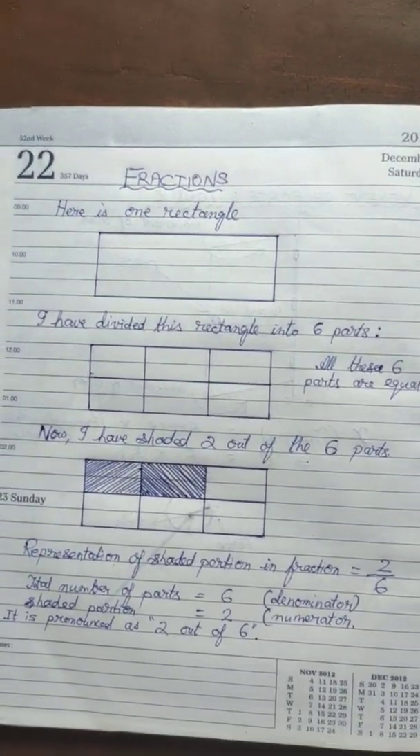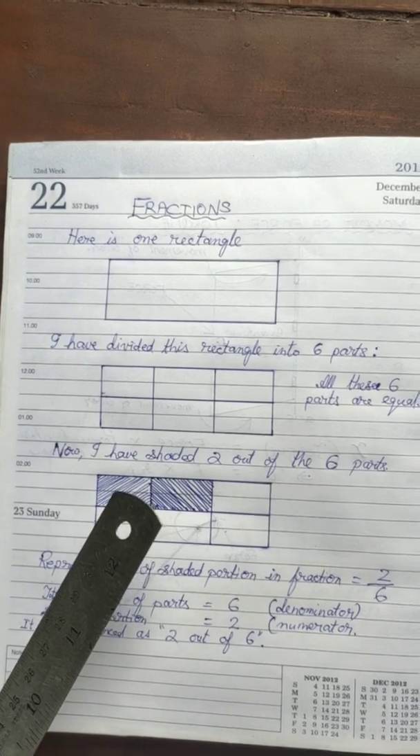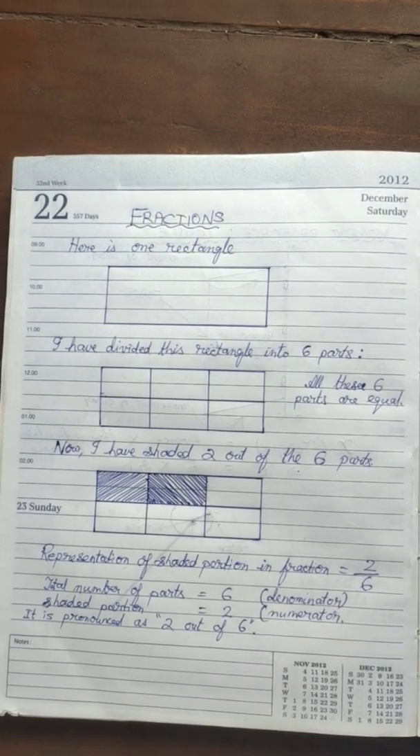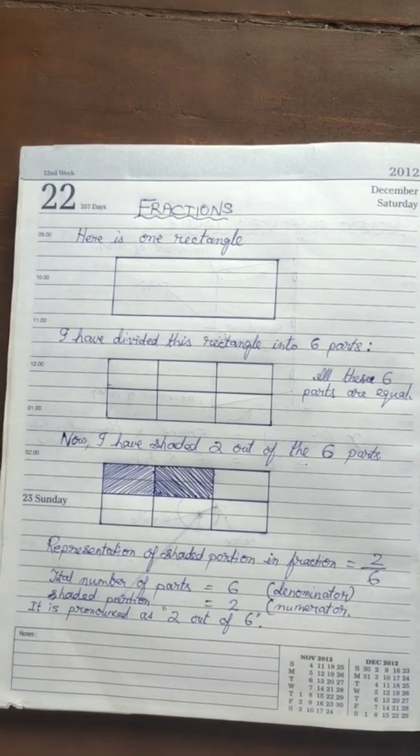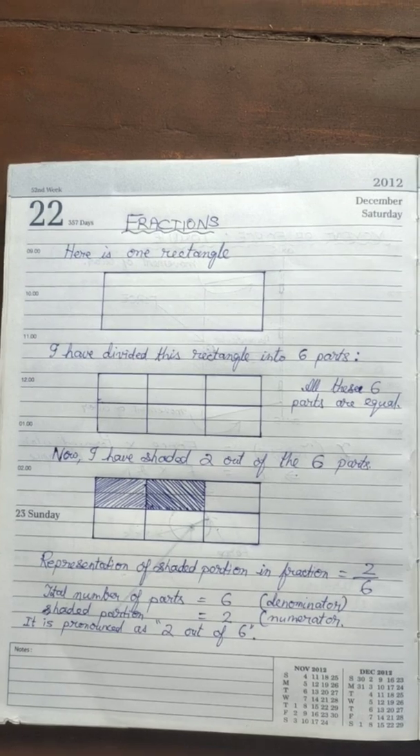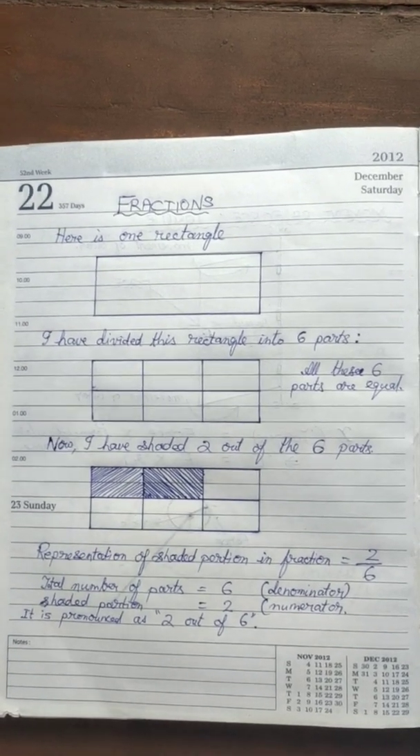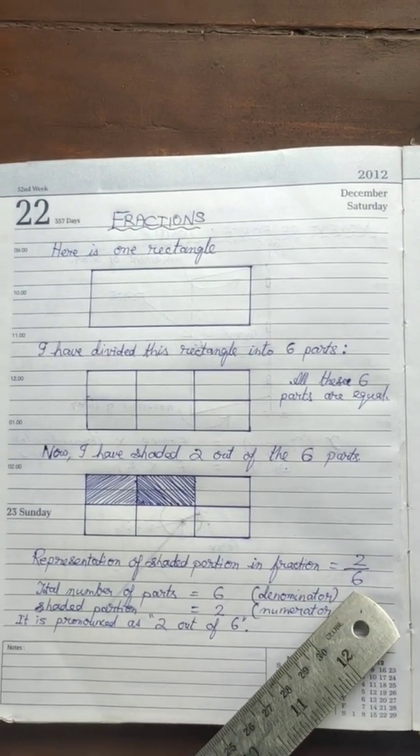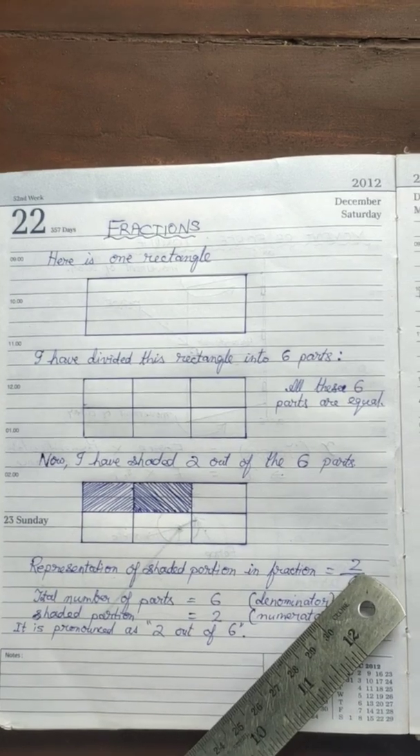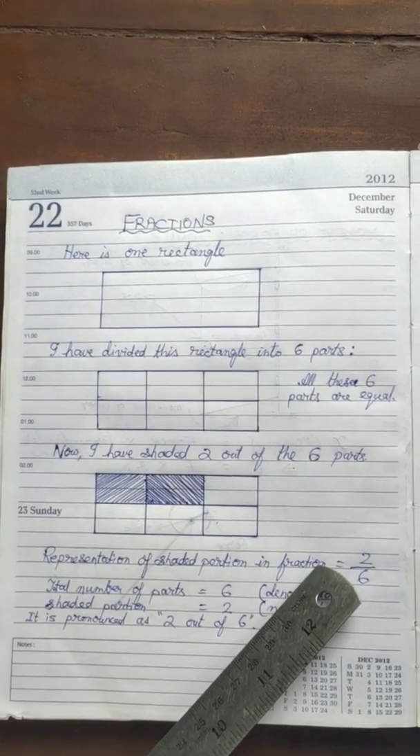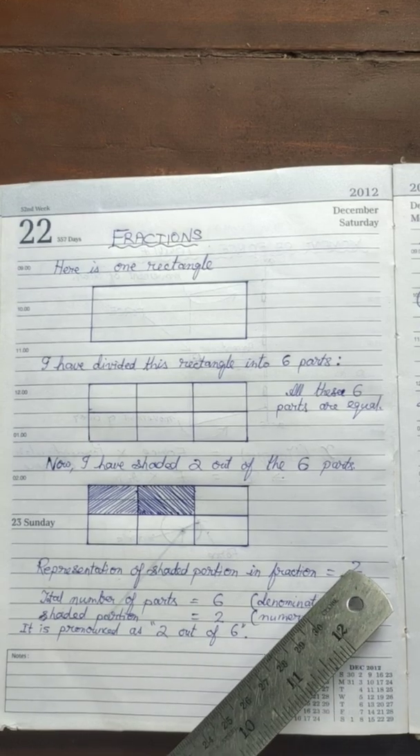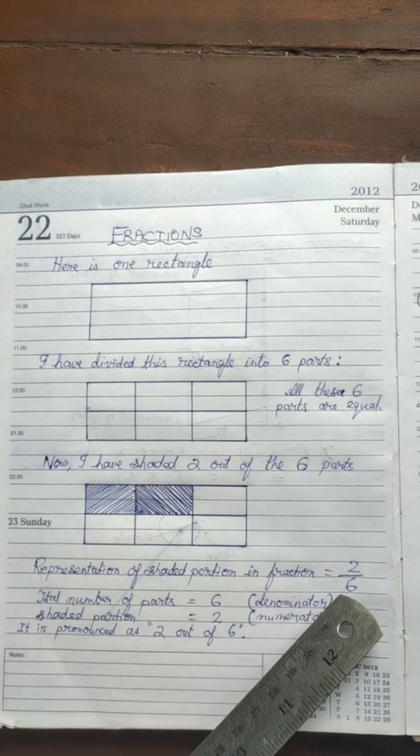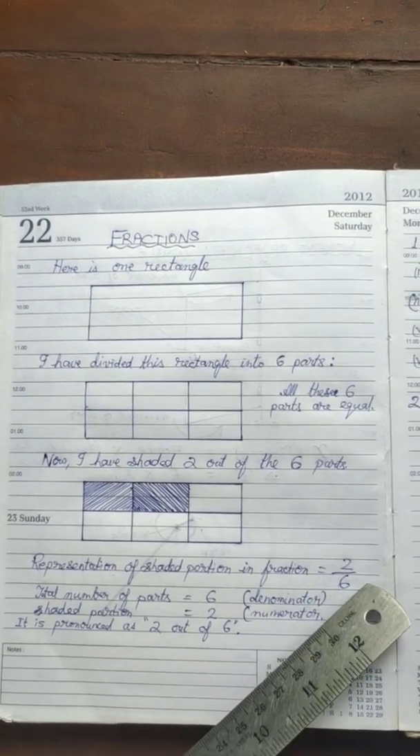Now out of these 6 parts, in the next portion of the diagram I have shaded 2 parts. If I want to represent this shaded portion in the form of a fraction, how many parts do I have? 6 parts. Out of which how many portions are shaded? 2. So the number of portions which I have shaded I have to write on top, and the total number of parts I have to write at the bottom, and in the middle you draw a dash or a line.